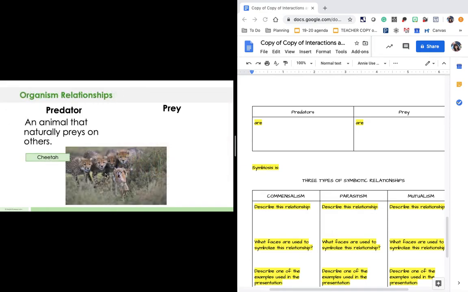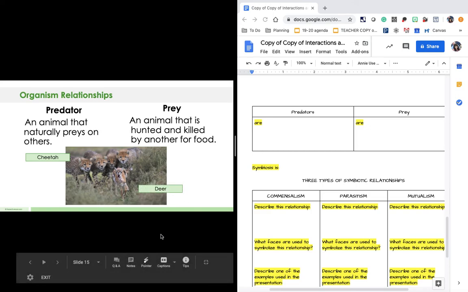Predators, very simply, are animals that naturally prey on others. They have to hunt for their food. A cheetah is an example. Poor little whatever that is, maybe a gazelle, I don't know. But you know what? It's just a circle of life. And then prey, those are the animals that get hunted and killed by another animal for food. So those are the simple definitions for those. Oh, it's a deer. Okay.